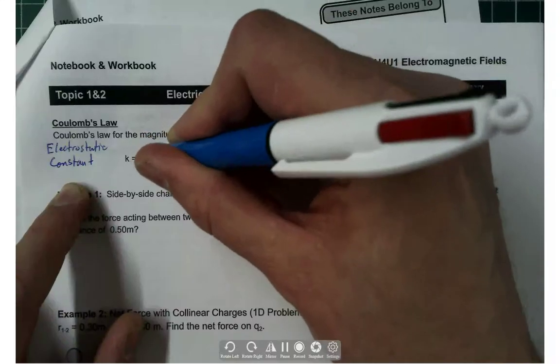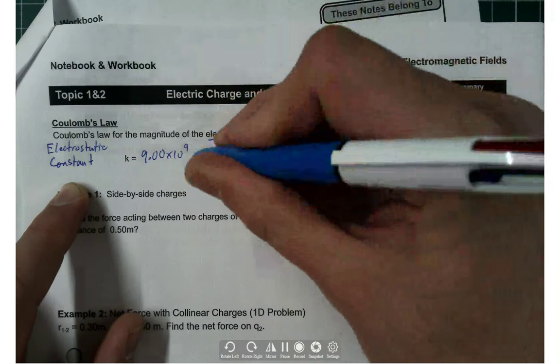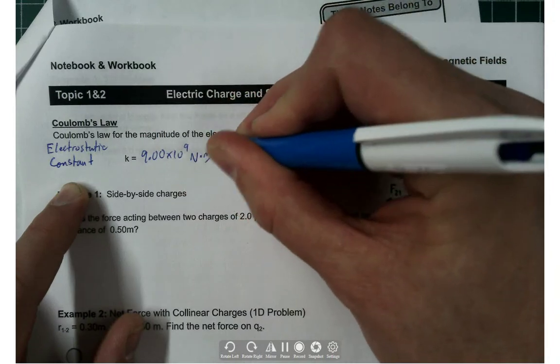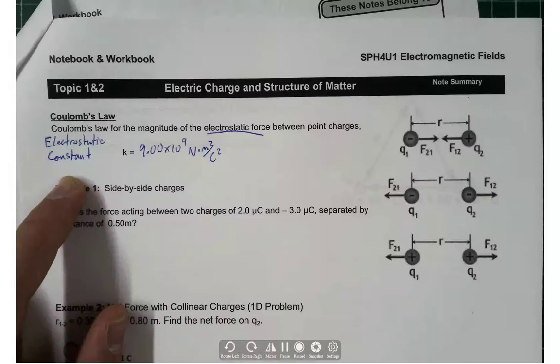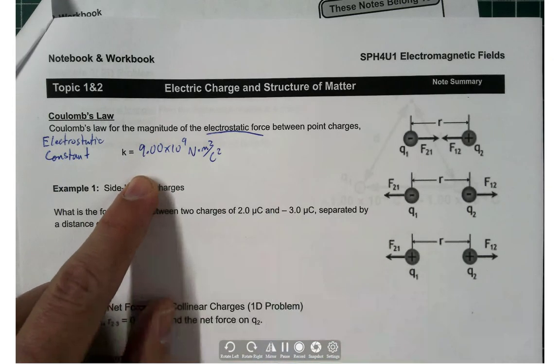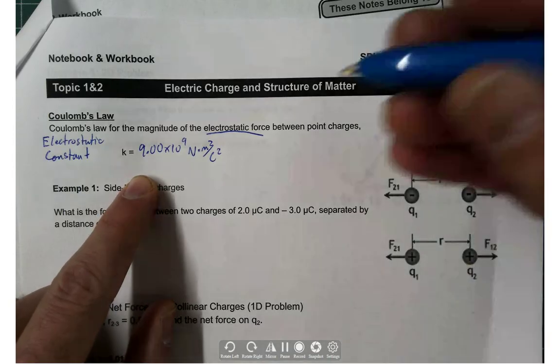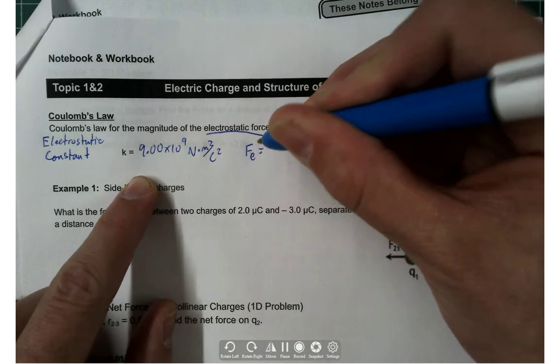to write as 9.00 times 10 to the power of 9 Newton meters squared per Coulomb squared. And if you see it written as anything else on an equation sheet, you roll with that equation sheet. If you see it written as something slightly different in a textbook with a different number of significant figures, you roll with that. But for now, we're going to go with this 9 times 10 to the power of 9. Easy to work with.